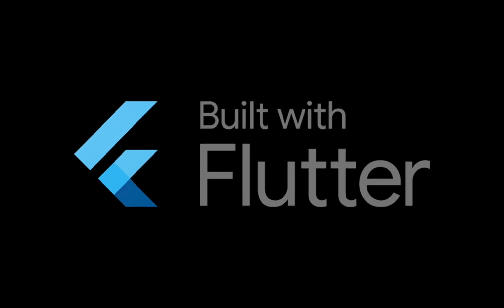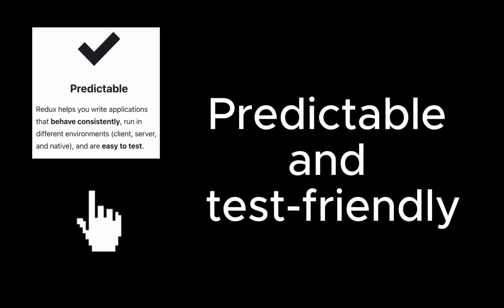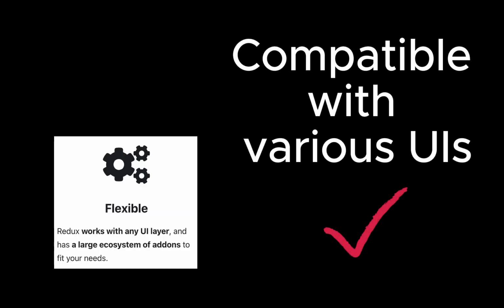We're diving right in with Flutter. It's flexible, multi-platform, automated testing, developer tooling. Next, let's talk state management with Redux. Why Redux? Predictable and test-friendly. Centralized state, debuggable with dev tools, and compatible with various UIs.